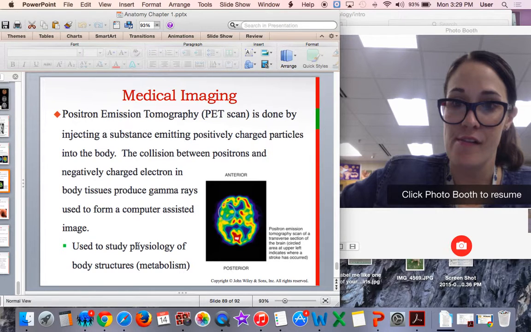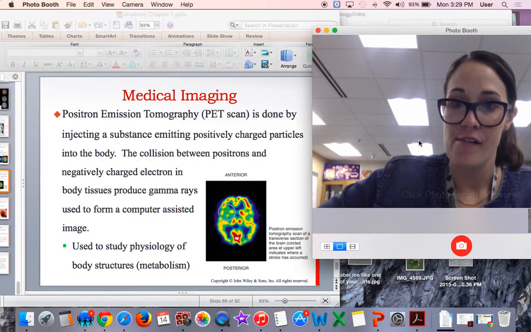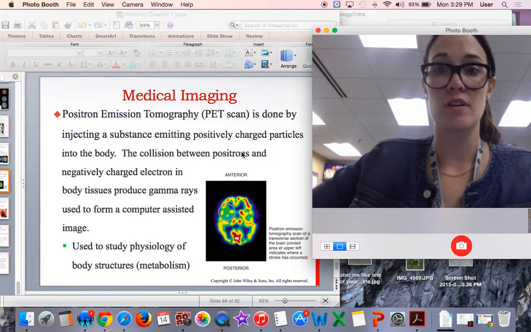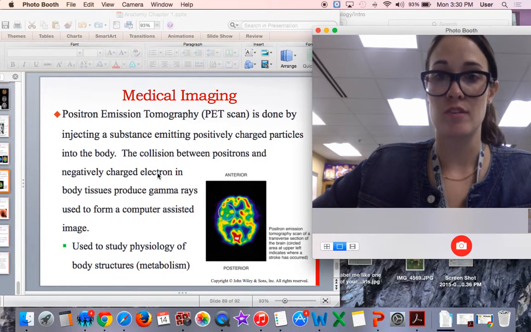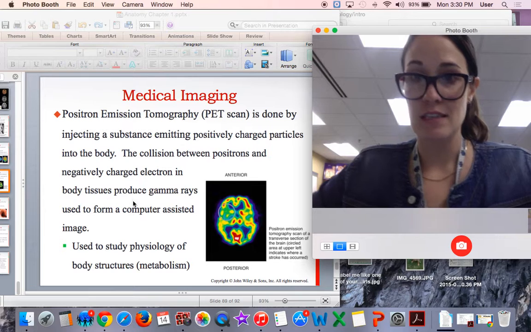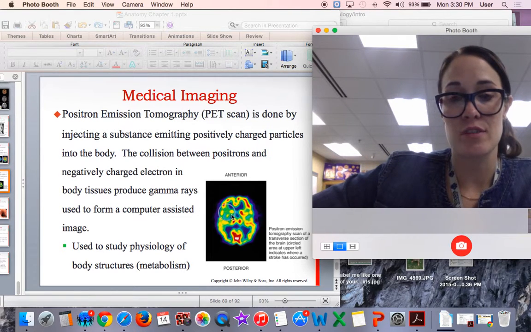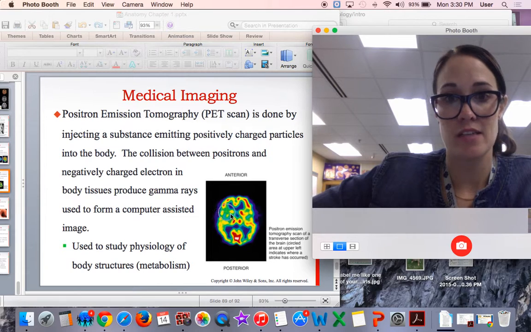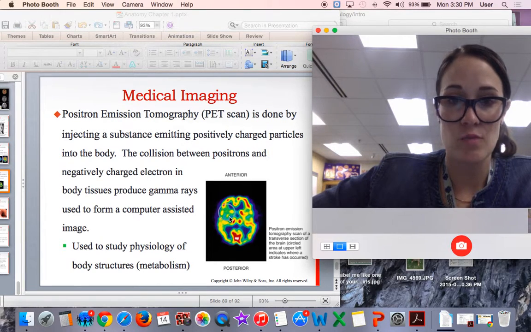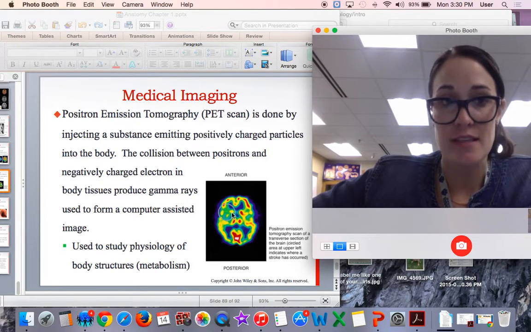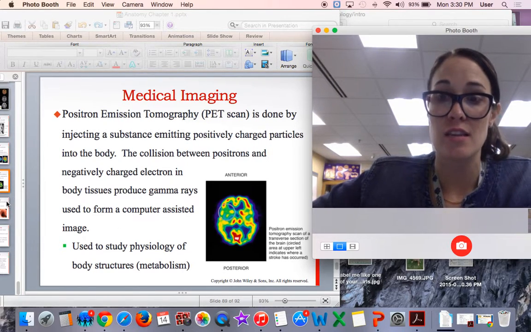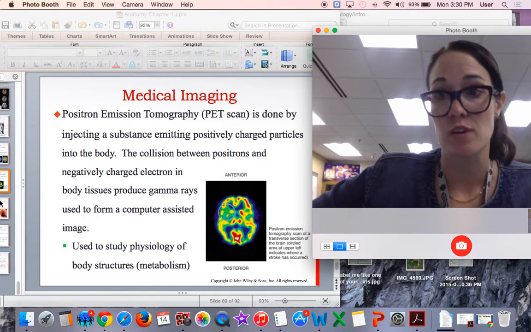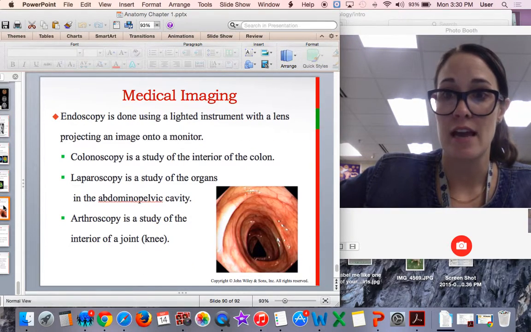In a PET scan, they inject positively charged particles into the body. These positrons interact with your electrons to produce gamma rays as well, and it produces a computer image. So again, you can see the soft tissue of the brain. It doesn't have activity like it should. This is where a stroke was in a victim. Over here, it should be red like that on the right side, but you can see it's missing that. That's the damage that the stroke caused to that person. So it's used to study the physiology, how the brain is working, rather than just anatomy.